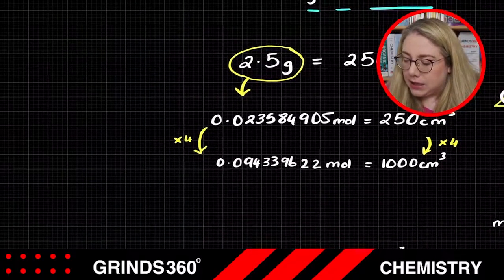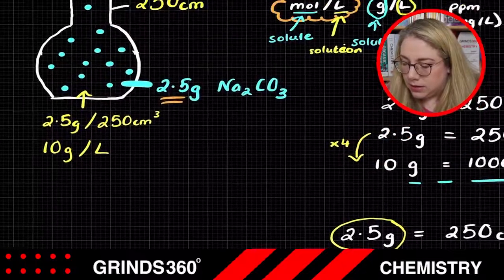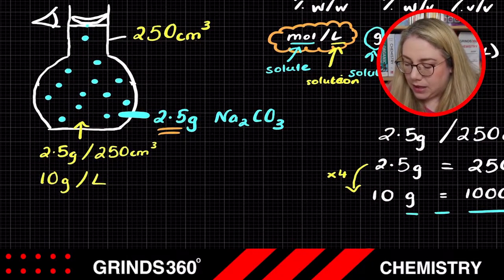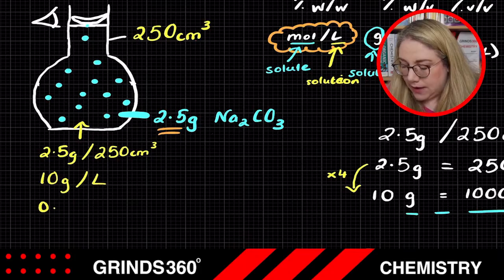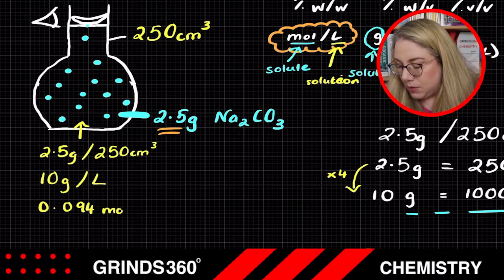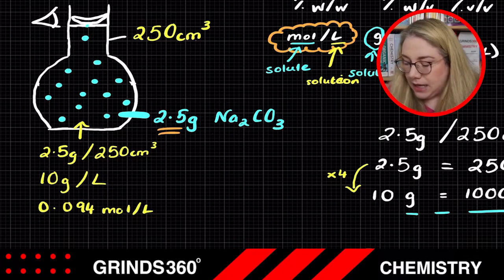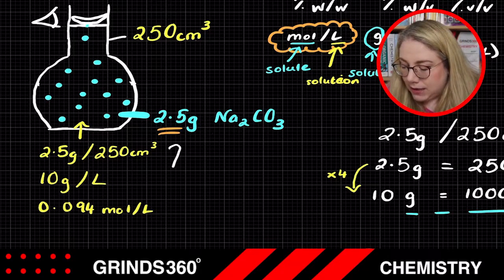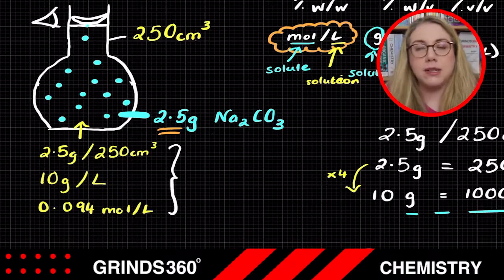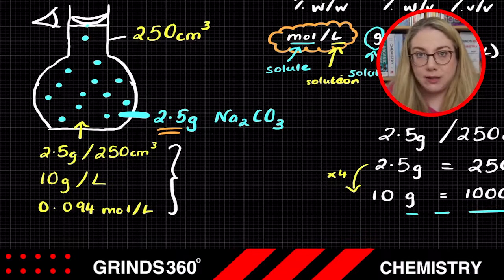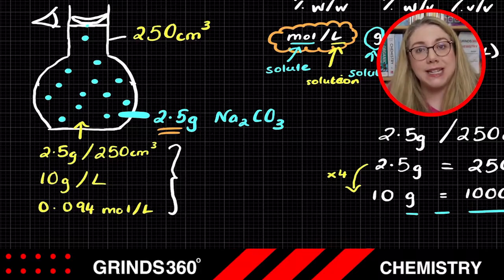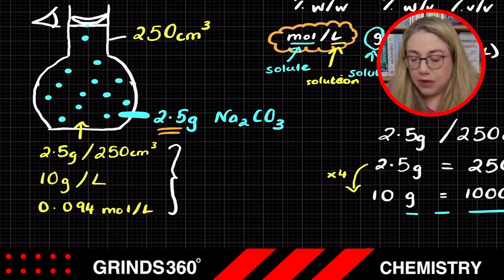Now if I go back to my original solution up here, I've now worked out that another unit for this is 0.094 moles per litre. Despite the fact that these 3 values for concentration are all different numbers, it doesn't matter. The ratio of the stuff I dissolved to the liquid inside that volumetric flask is the same. We're just converting it into different units.